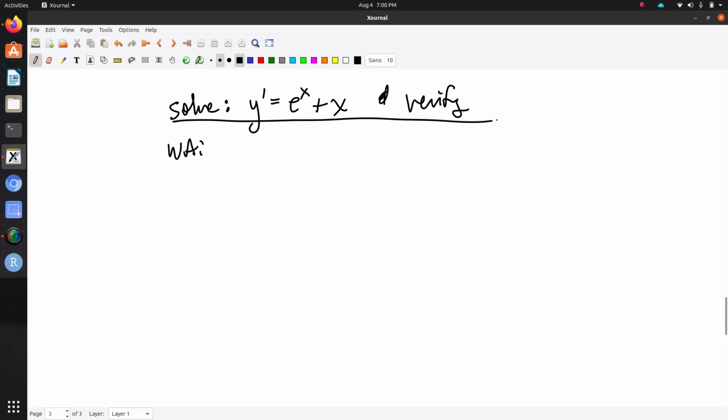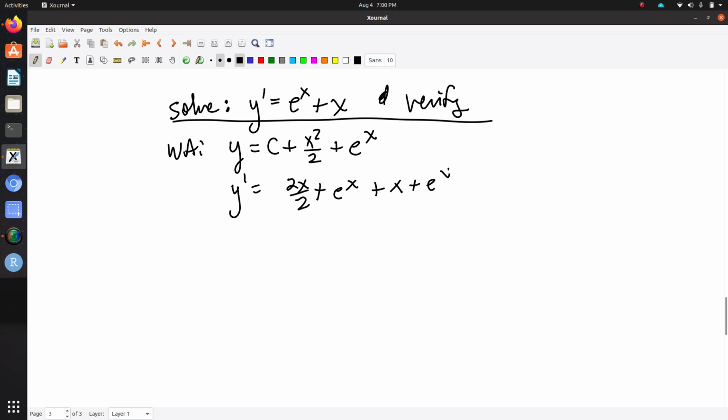Okay, so I'm going to say Wolfram Alpha says y equals c plus x squared over 2 plus e to the x. And I say, well, maybe I don't know how they got that, maybe I do, but I'm going to go ahead and take the derivative and see if I agree. It's going to be 2x over 2 plus e to the x, which is x plus e to the x, and I would say that works.